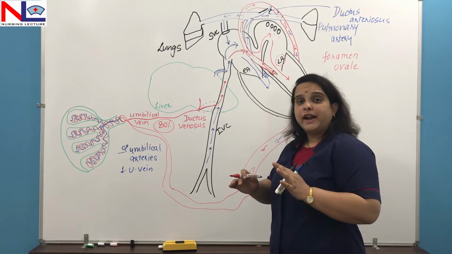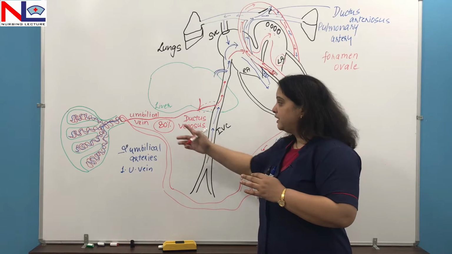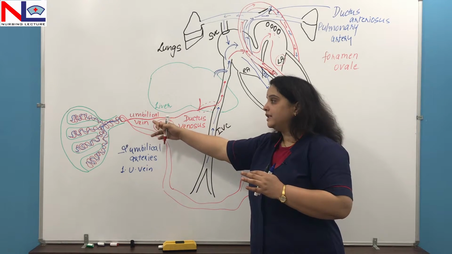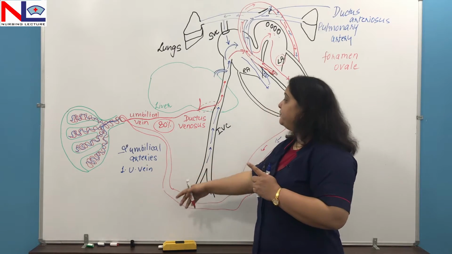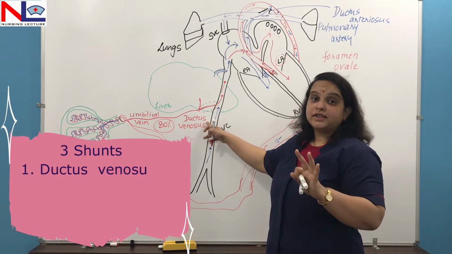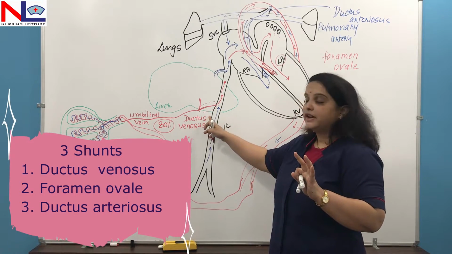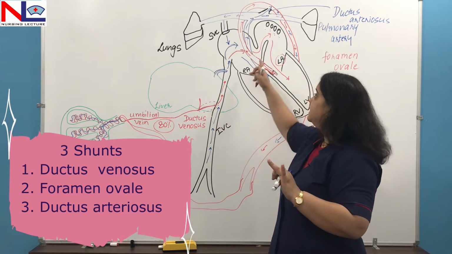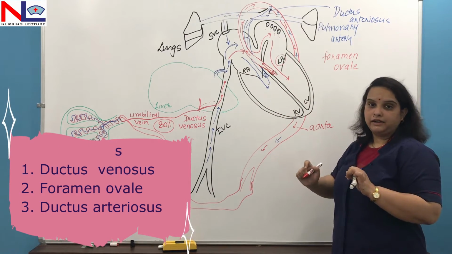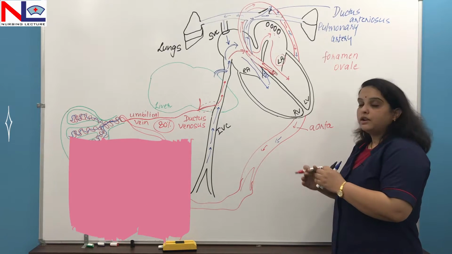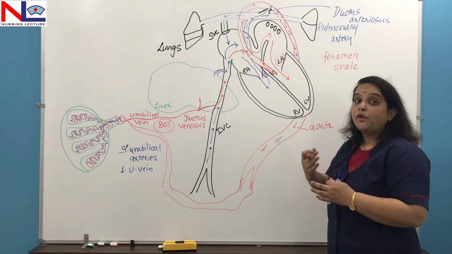Okay, so what all 5 structures are there in the fetal life and the fetal circulation? 2 are the vessels, that is, one is the umbilical vein and the second is the umbilical artery. And there are 3 shunts in the fetal life. What are the shunts? One is the ductus venosus, second is the foramen ovale, and the third is the ductus arteriosus. So that's all about the fetal circulation during fetal life before birth.